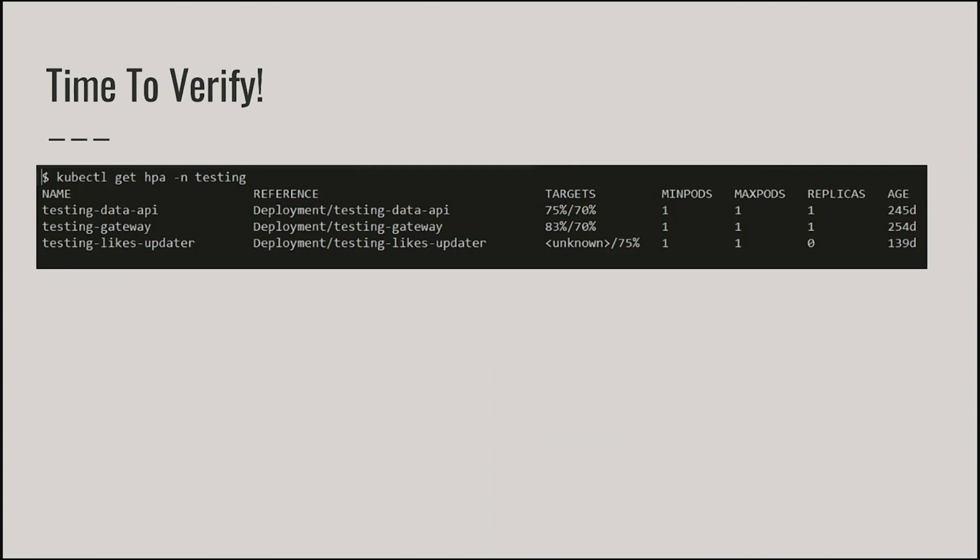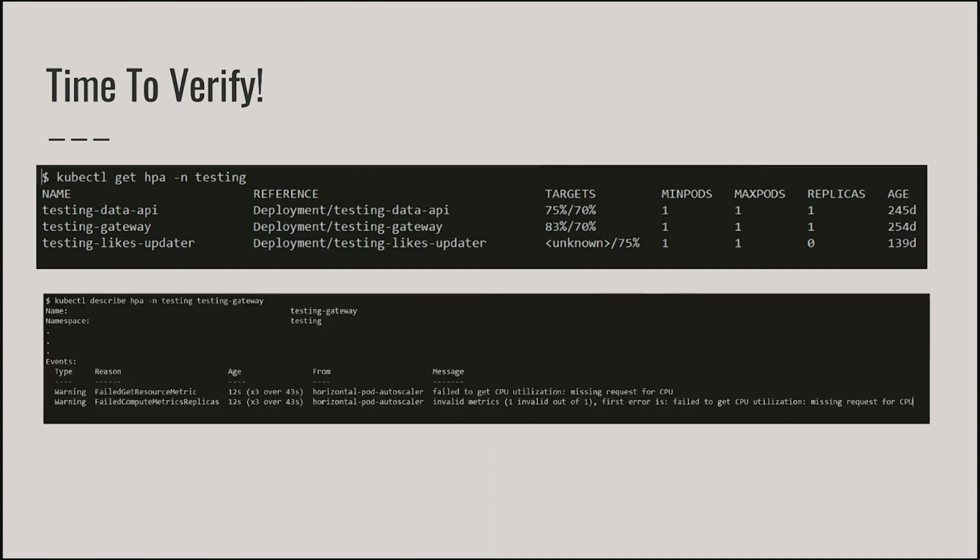I checked out my services and noticed that one of them had an unknown where the resource utilization should be. That seemed kind of weird. I described the HPA object itself to dig a bit deeper. Well, that didn't really seem right. Missing request for CPU, but surely CPU is a supported resource?